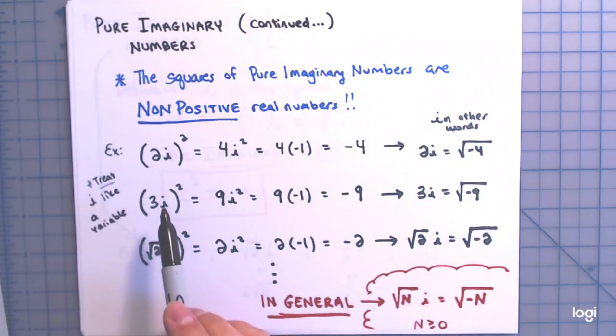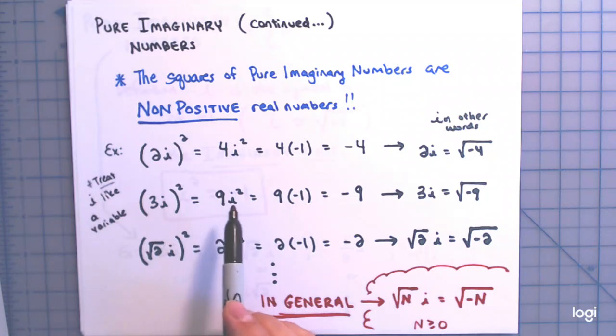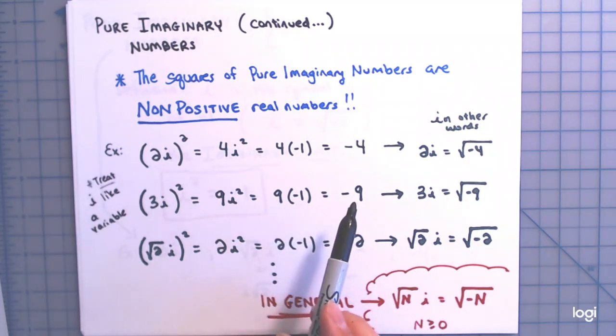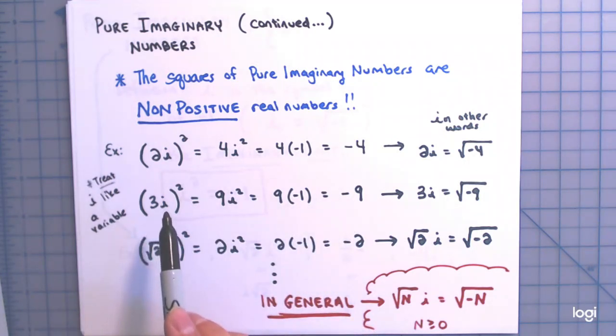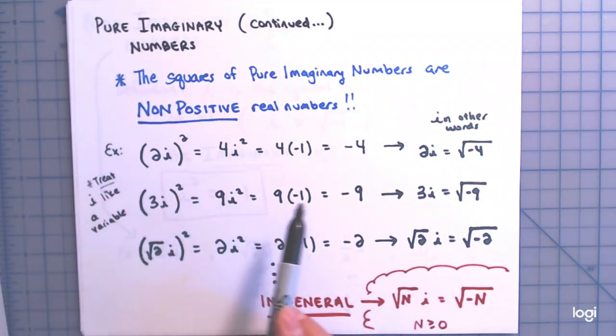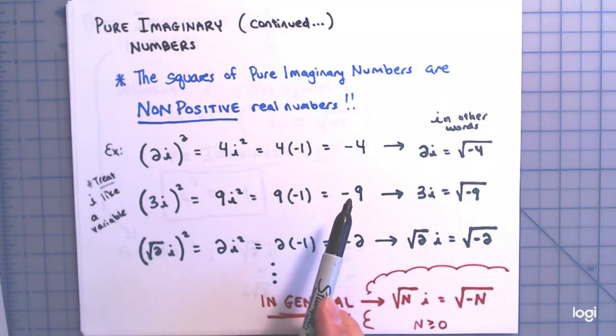Here's another pure imaginary, 3 times I, real times I. When I square that, that's 9i squared. But remember, I squared is negative 1. 9 times negative 1 is negative 9. So what we're seeing here in the second line is that take this pure imaginary 3i and square it, and the result is a non-positive real number. Negative 9 is not positive.